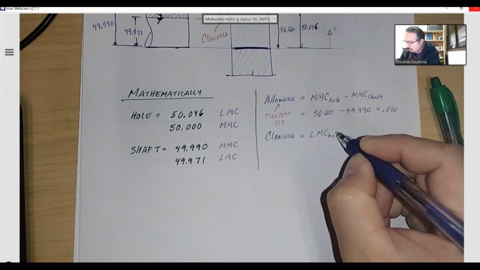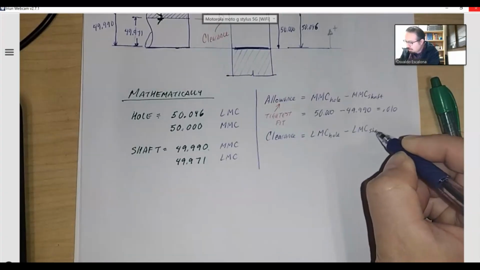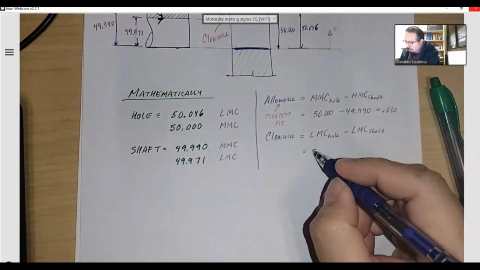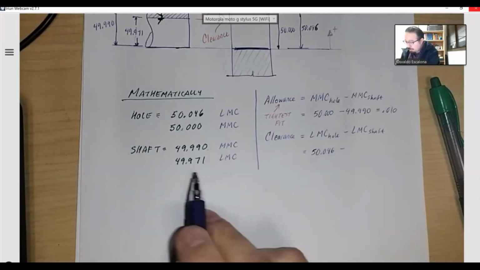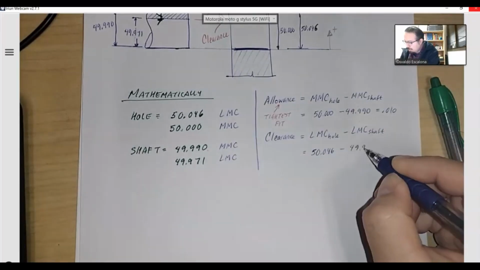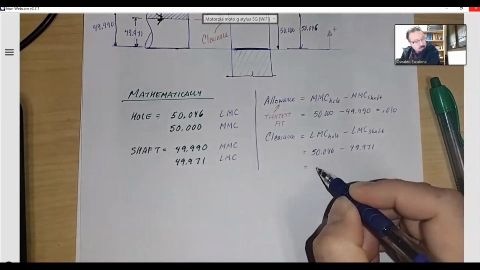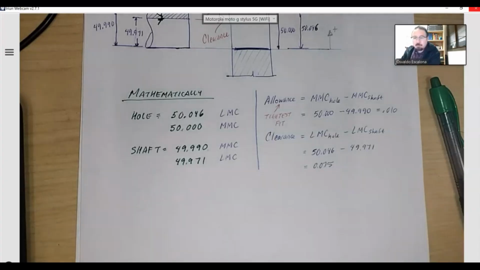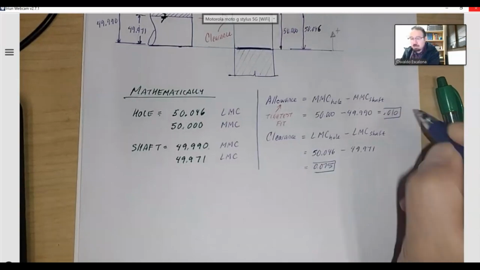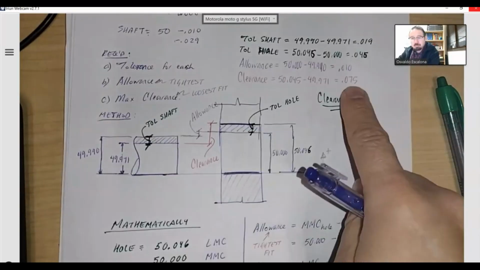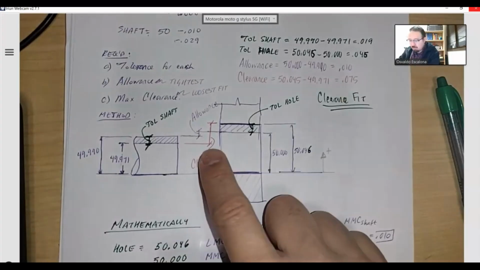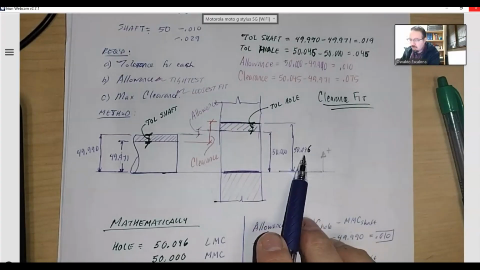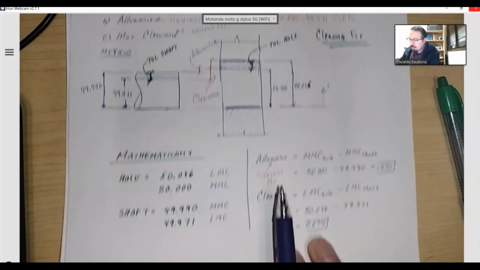LMC of the hole minus the LMC of the shaft. The hole is right here, 50.046. LMC of the shaft will be 49.971. And if you do the math, you will get 0.075. If you compare it to what we did before, it's the same thing. We just did it graphically, finding this little distance, which is just 50.046 minus 49.971.